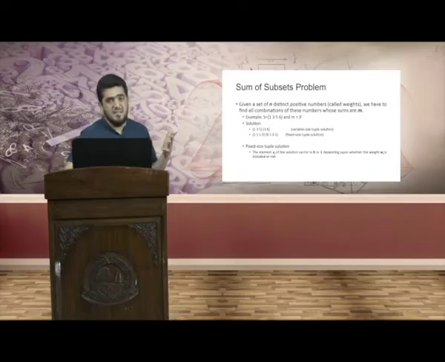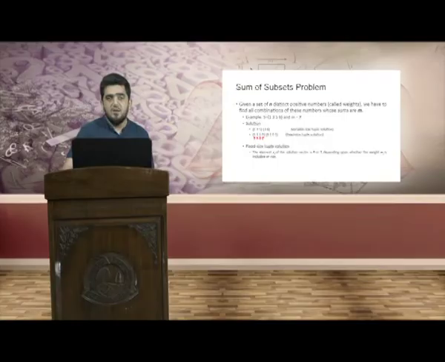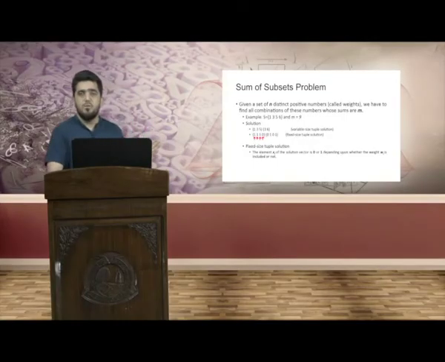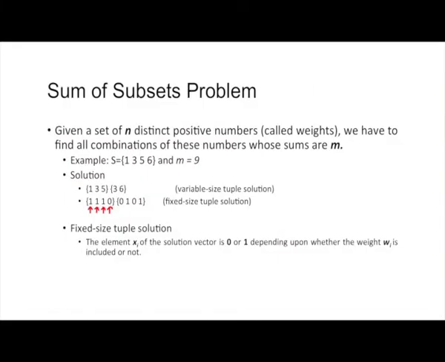Now what do they mean? An element in any of the solution vectors, for example let's consider this solution vector here, this is x1, this is x2, this here is x3, this here is x4. So we refer to the elements in a solution vector as xi, x1, x2, x3. And xi will be equal to 0 or 1 depending upon whether its corresponding weight, which is referred to as wi, is included or not.